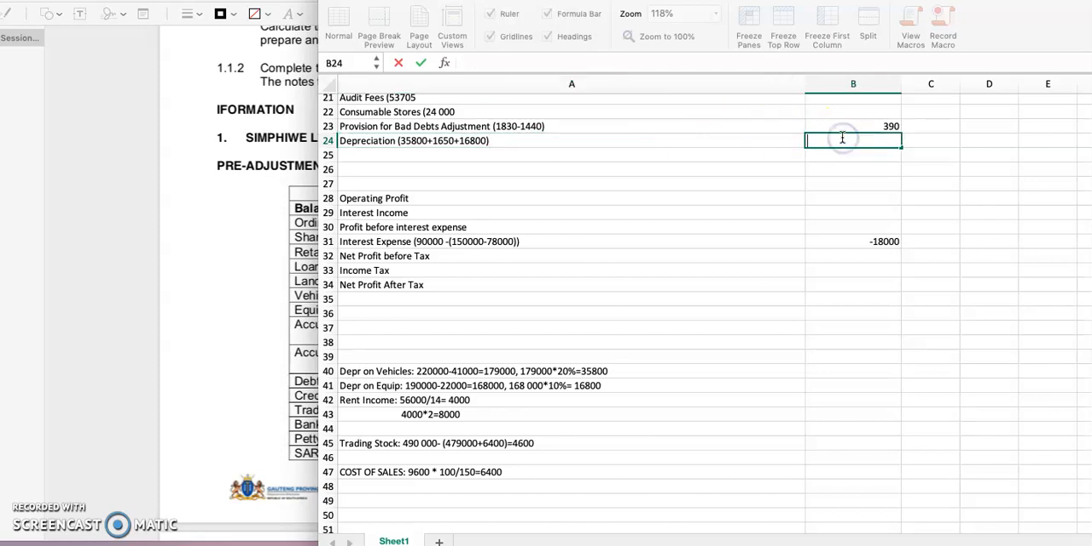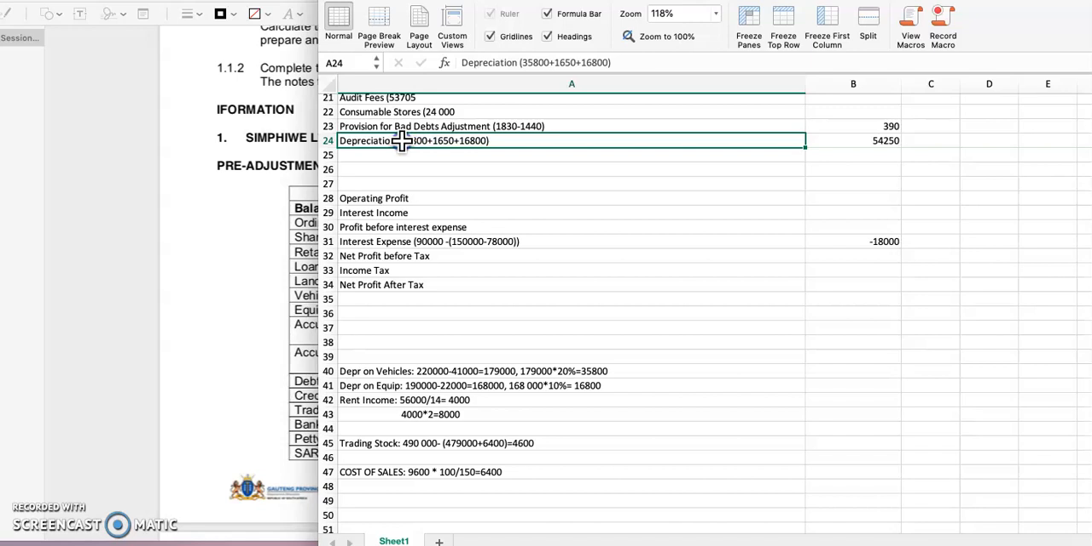Okay, if you add all the amounts, so I'm going to do it right now. Let me see. I'm adding. Yes, you should get 54,250. That is the same amount in the answer sheet, but the amount for vehicles, once again, is different. And I have shown you how we calculated that right here.